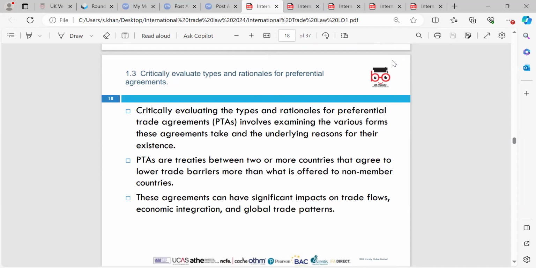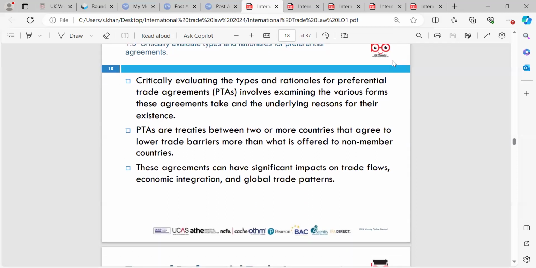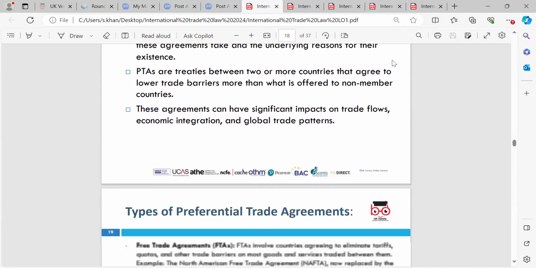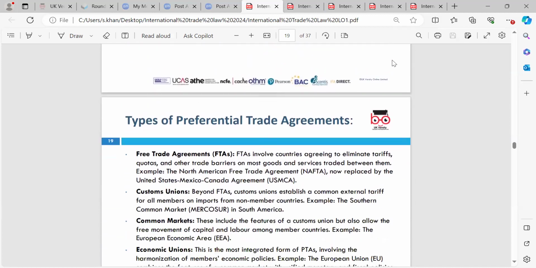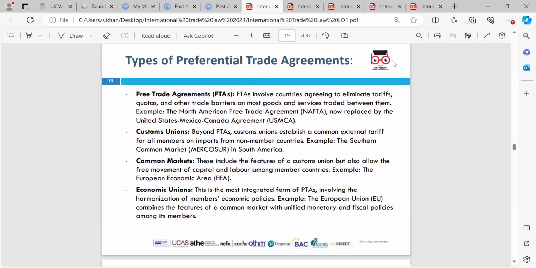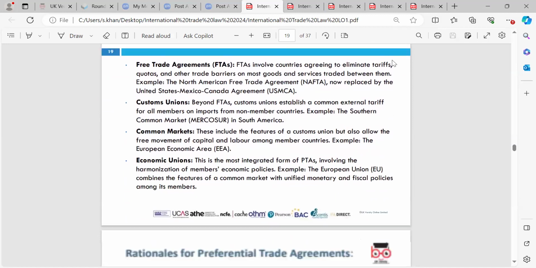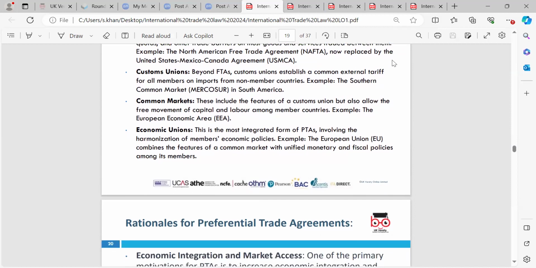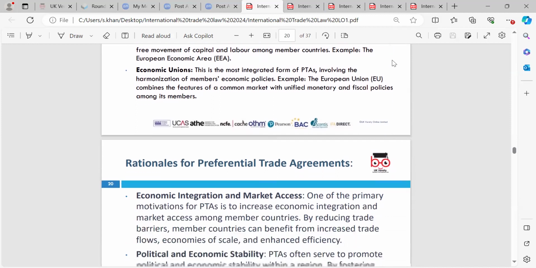agreements. We looked at the types of preferential agreements, which are treaties between two or more countries that agree to lower trade barriers more than what is offered to non-member countries. We looked at types of preferential trade agreements, which are free trade agreements, FTAs, involving countries agreeing to eliminate tariffs, quotas and other trade barriers. We also looked at customs unions and common markets and economic unions and the importance of them.